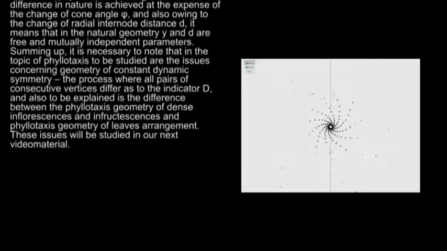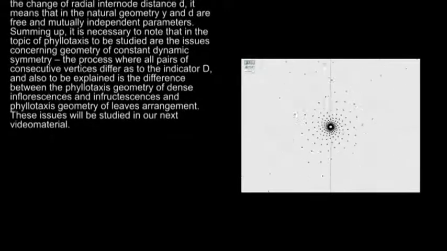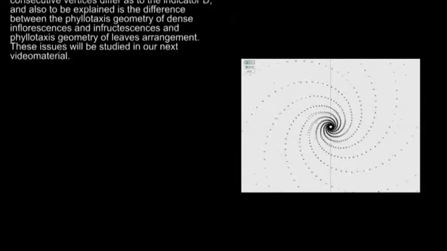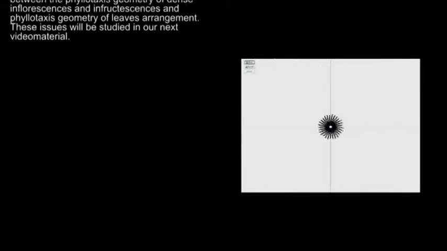Summing up, it is necessary to note that in the topic of phyllotaxis, to be studied are the issues concerning the geometry of constant dynamic symmetry, the process where all pairs of consecutive vertices differ as to the indicator d, and also to be explained is the difference between the phyllotaxis geometry of dense inflorescences and infructescences and the phyllotaxis geometry of leaves arrangement. These issues will be studied in our next video material.